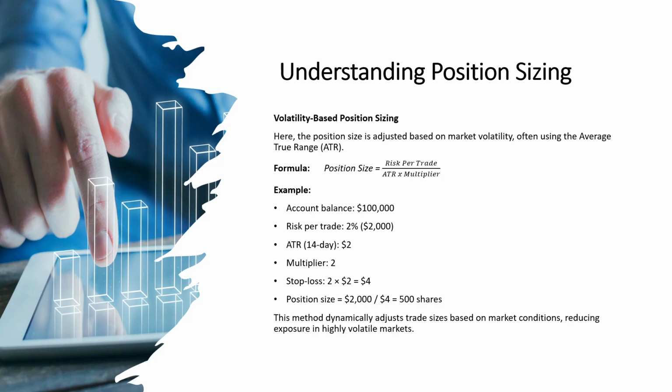Volatility-based position sizing is an advanced technique that adjusts trade sizes based on market conditions, helping traders manage risk in highly volatile environments. This method uses the average true range to determine stop-loss levels and adjust position sizes accordingly. In the given example, with a $100,000 account and a 2% risk per trade at $2,000, the ATR is $2, and a multiplier of 2 is applied, setting the stop-loss at $4 per share. Using the formula, the trader determines a position size of 500 shares. This approach helps traders maintain consistent risk exposure, especially during volatile market conditions.